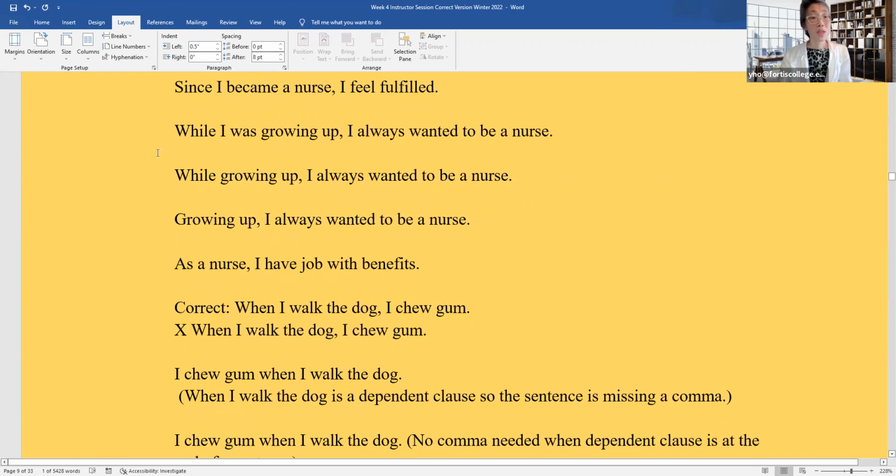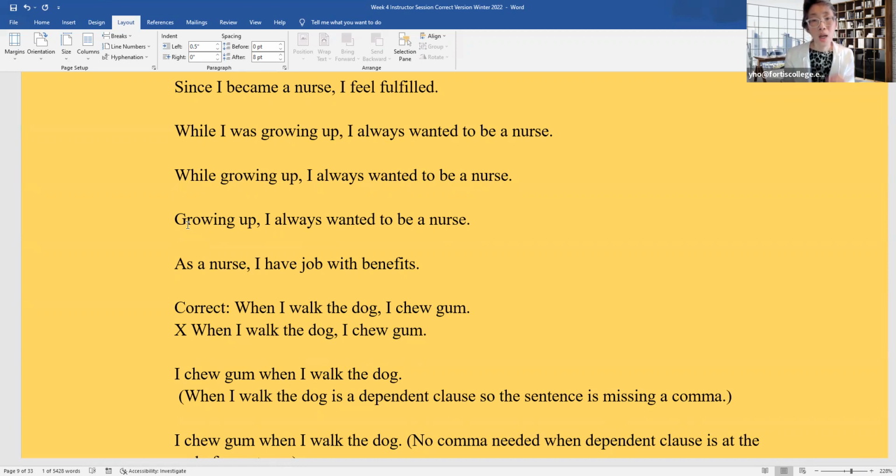Now notice what you can do: you can reduce your dependent clause. While I was growing up, I always wanted to be a nurse. While growing up, comma, I always wanted to be a nurse. Growing up, I always wanted to be a nurse. This is all the same thing. All this is coming from while I was growing up, because this is what's called a reduced adjective clause. You can take out the whole while I was and end up with growing up. This occurred because of the way people talk: as language evolved, people became lazier and lazier.